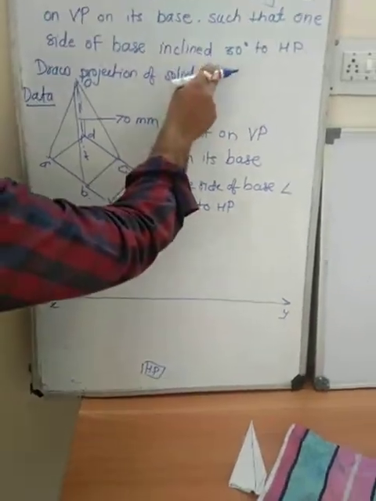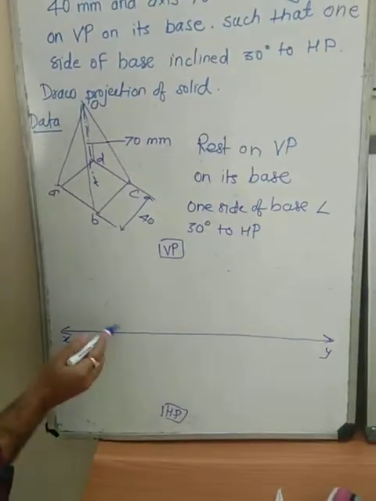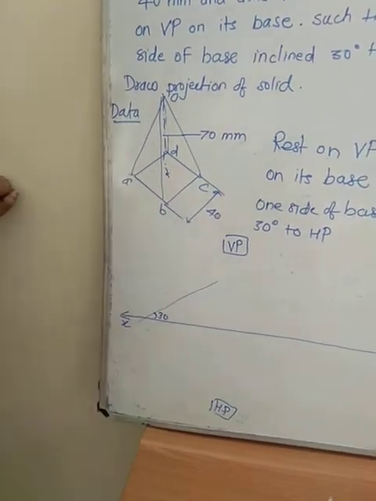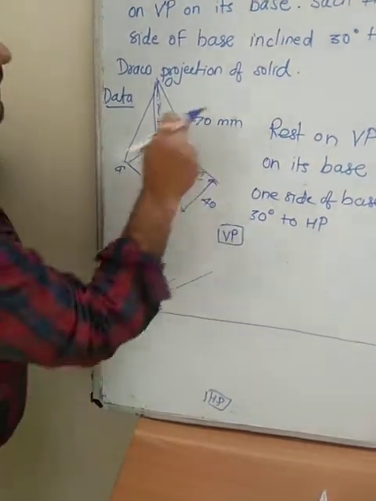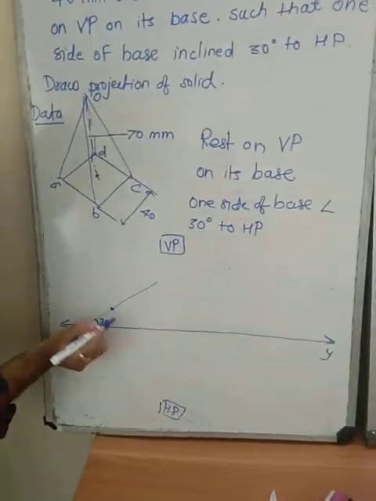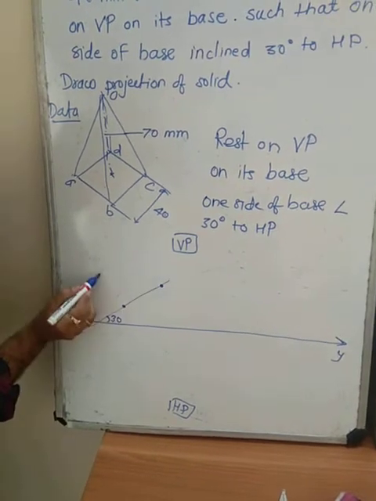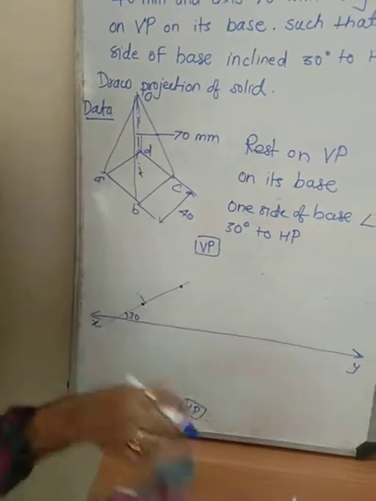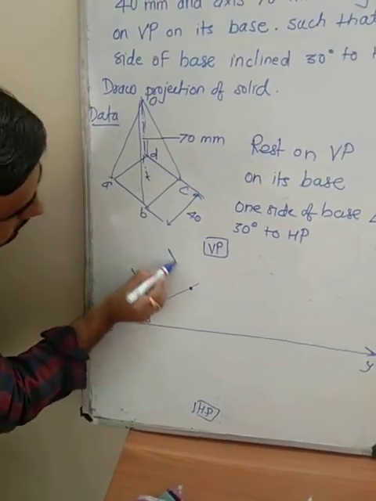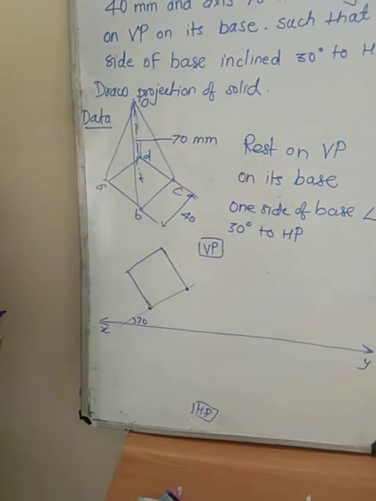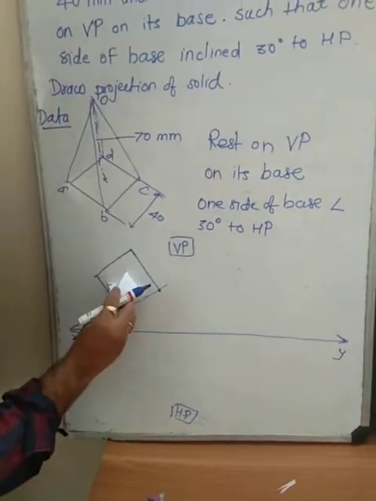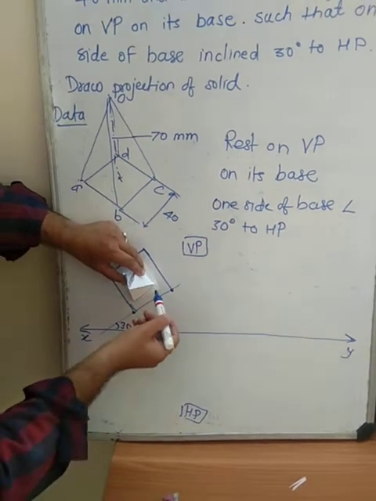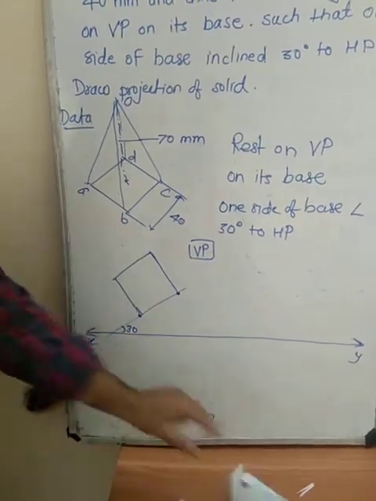As per the given condition, one side of the base is inclined at 30 degrees, that means you have to take a 30 degree inclination with HP. Now the length of the side is 40 mm, and the base is square, that means you have to draw a square here, like that. Now from the front view, you can observe the apex and edges also, so you have to draw the edges also.